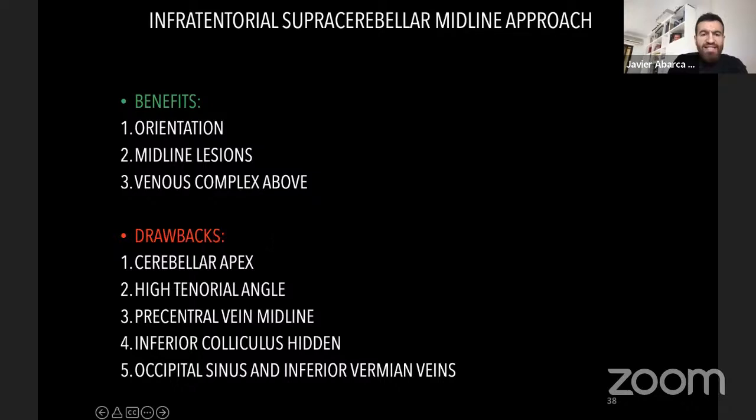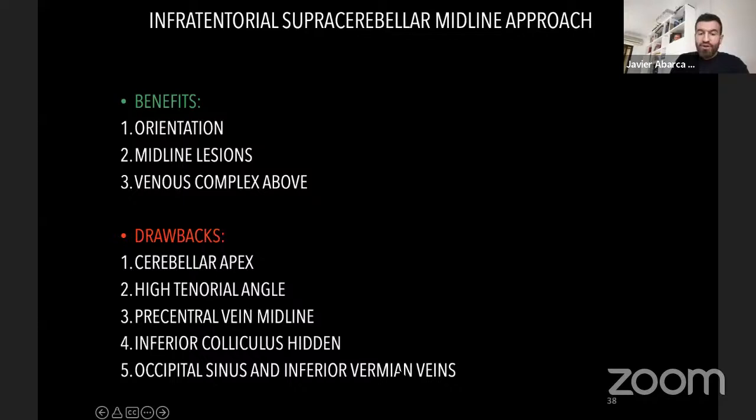Now to summarize the benefits and problems of this approach. Remember, the orientation is very easy because we are using a midline approach from posterior to anterior. It's a very good approach for midline lesions, and the venous complex is always above our approach. But the problems are, as we have mentioned, the cerebellar apex hides some anatomical structures. If we have a high tentorial angle, it's probable we have to change the approach. We have to deal with the precentral vein. The inferior colliculi are hidden by the culmen of the cerebellum. And to traverse the dural surface, we have to cross the occipital sinus and inferior vermian veins.